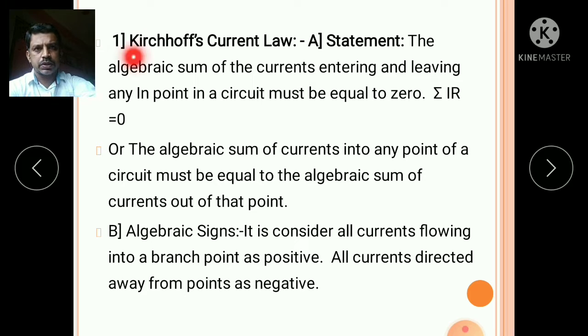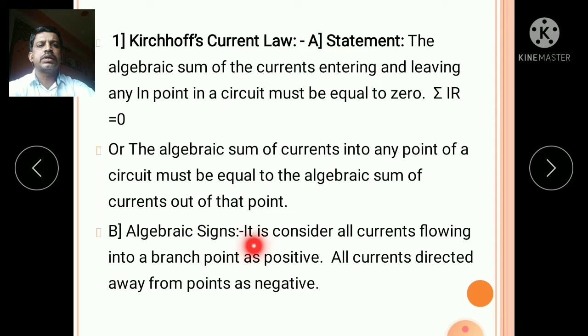There are two laws. Kirchhoff's current law statement: the algebraic sum of all the currents entering and leaving any point in the circuit must equal 0, that is, summation of I equals 0. Or, the algebraic sum of all currents flowing into any point of a circuit must be equal to the algebraic sum of currents out of the point, meaning inside current is equal to outside current.